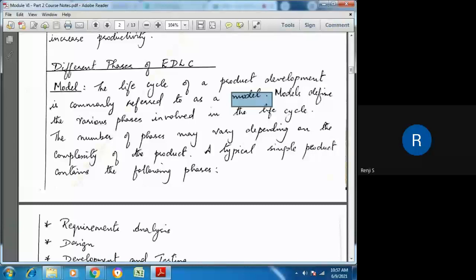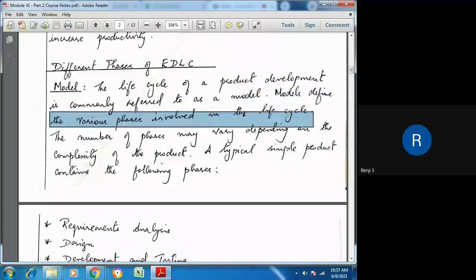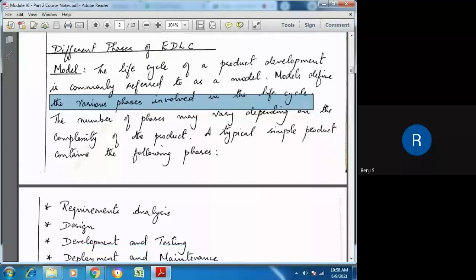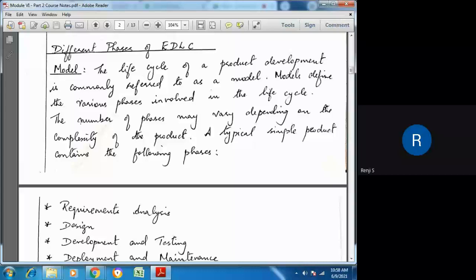So models define, see that is what is written in the next sentence. Models define the various phases involved in the life cycle. So looking at a model, you can see what are the phases involved in the entire life cycle. So all phases together we call it as a life cycle. And looking at the life cycle, we can find out the different phases, and the entire life cycle gives a model of development. So the number of phases may vary. There are different life cycles which you might have studied. The number of phases may vary for each life cycle. Also, the activities carried out by each of these phases may vary.